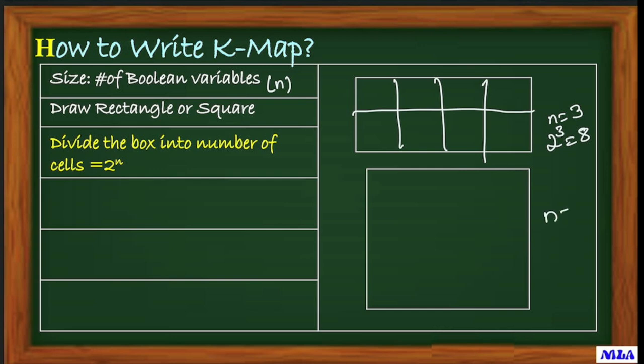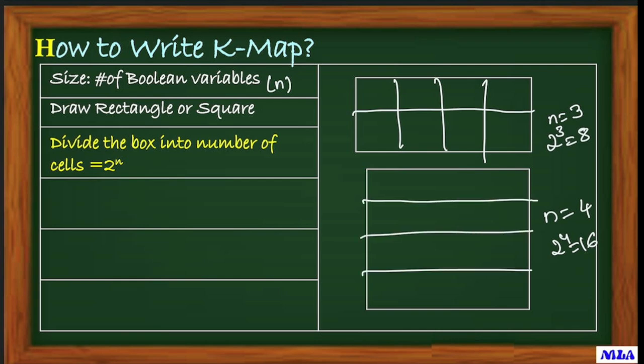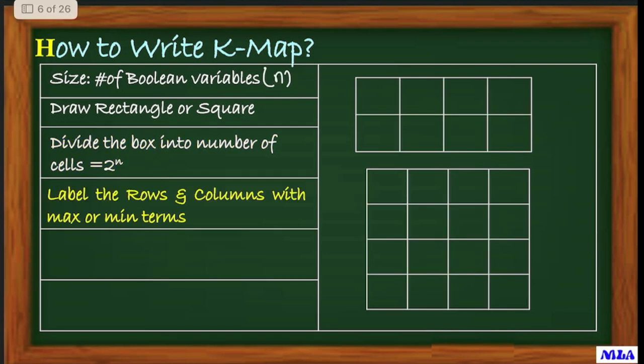In case we have 4 Boolean variables, then we will divide the box into 2 to the power 4, that is 16 cells. We do that by dividing the box first into 4 rows followed by 4 columns. Once after dividing the box into rows and columns, the next step will be to label these rows and columns with the max or min terms.